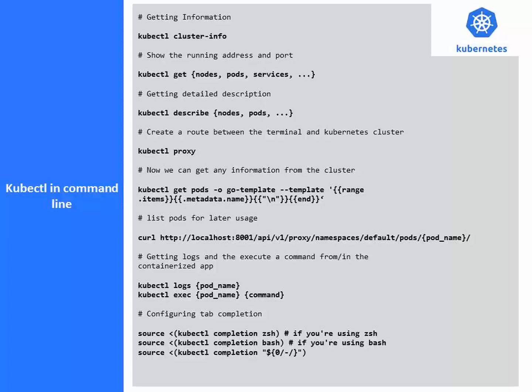kubectl logs pod_name. kubectl exec pod_name command. Configuring tab completion for your shell can be done with: source <(kubectl completion zsh) if you're using zsh, source <(kubectl completion bash) if you're using bash, or more programmatically, source <(kubectl completion $0).